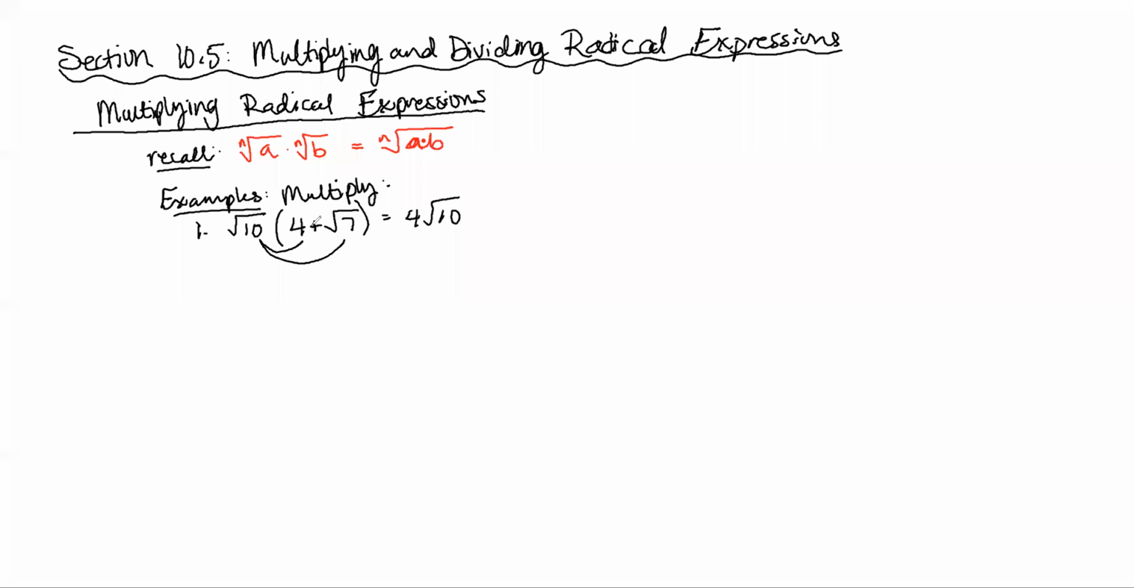Next, we're going to go ahead and multiply the square root of 10 times the square root of 7. They're positive, so I'll keep the plus sign. And we're going to multiply the things on the inside. So 10 times 7 is 70, so square root of 70.